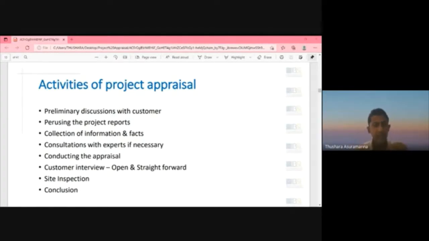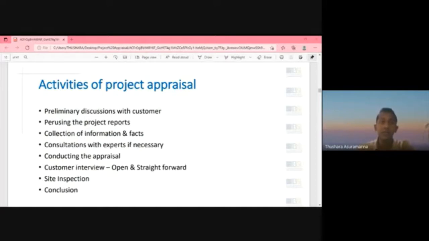And then the customer interview should be open and straightforward. Initially you also have a chat. Based on some evaluation, you will have a chat with the client where you might say, this is our view, our preliminary condition, this is what we expect. Then we thrash out the differences and try to come to some understanding.